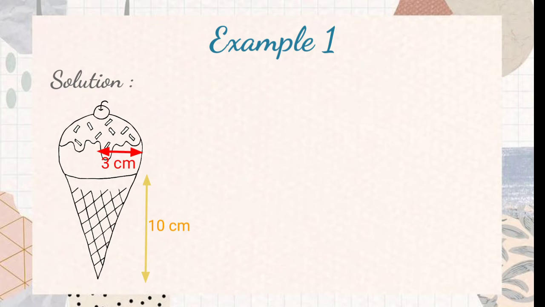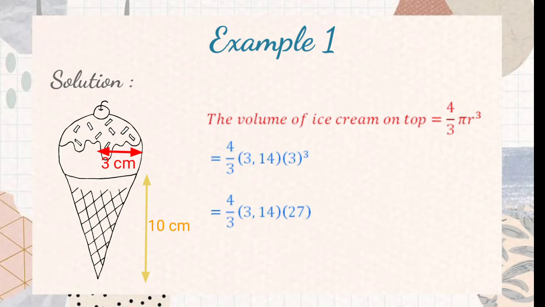First, we calculate the volume of ice cream on top, the hemisphere, with the formula 4/3 pi r cubed. We get 4/3 times 3.14 times 3 cubed equals 4/3 times 3.14 times 27. So, the volume of ice cream on top is 113.04 centimeters cubed.